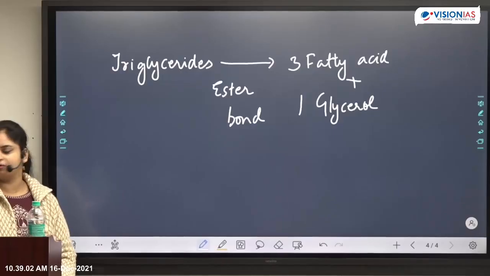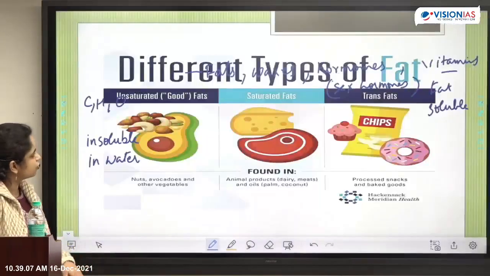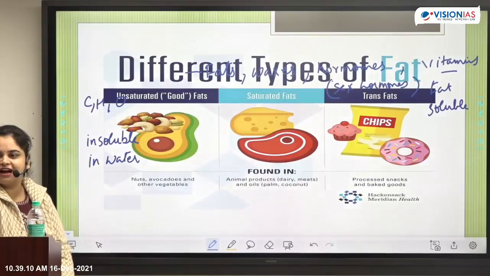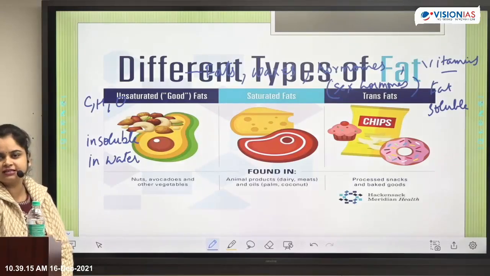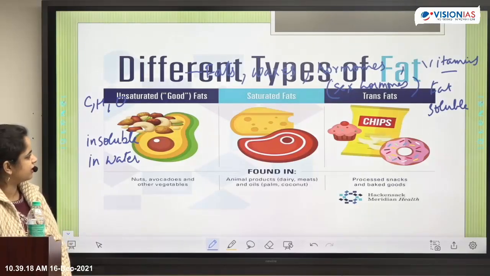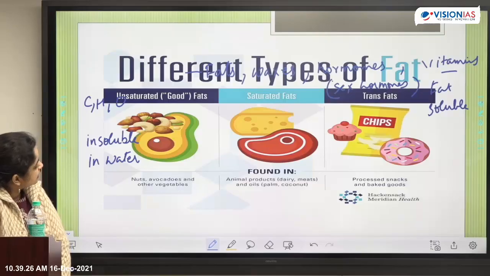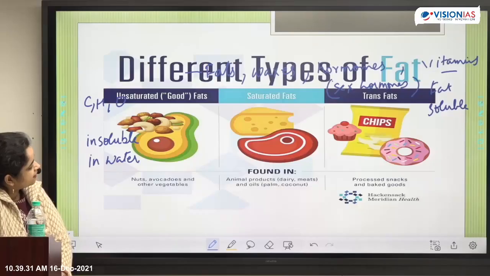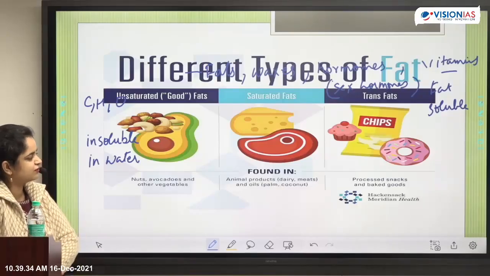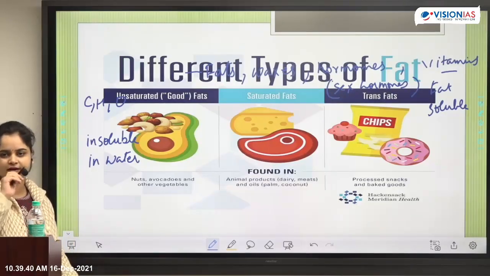Now we will talk about the types of fats, different types. Now I'm sure you've heard about good fats and bad fats and things like that. We are also going to understand why something is good, why it is bad, and how we are coming to that conclusion. Okay, so you have unsaturated fats in which you have nuts, avocados, and you have saturated fats where you have dairy, meat, coconut oil, and then of course all the things we like, the processed foods, chips, donuts, and there's a cupcake. So that is all trans fats.